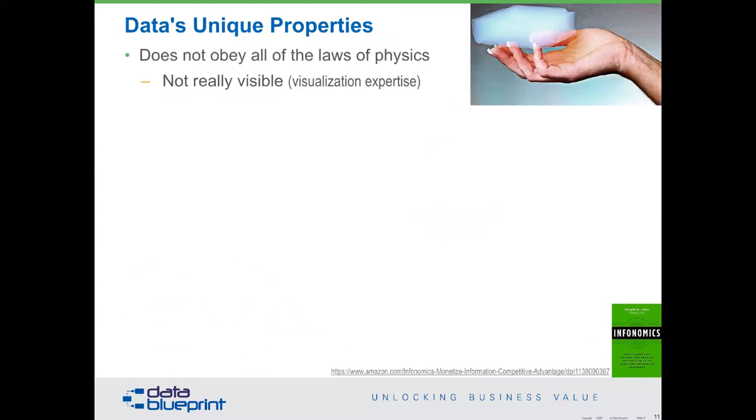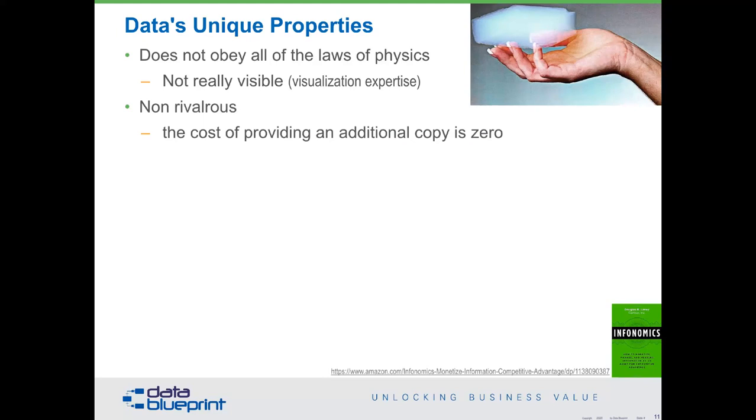So let's talk about some unique properties that data has. Data does not obey all of the laws of physics. It's not really visual. Some people will do visualizations, but you can't really see the data. You can see the effect of data, but not the actual data. In fact, we've been working through a group that's been doing a post-mortem on the Iowa caucus, and they clearly had some data problems that were there as well, and maybe I'll be able to introduce some examples in there as well.